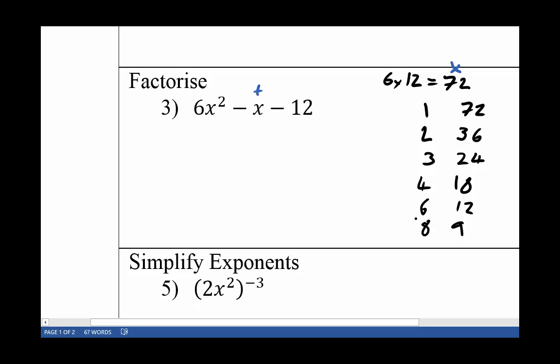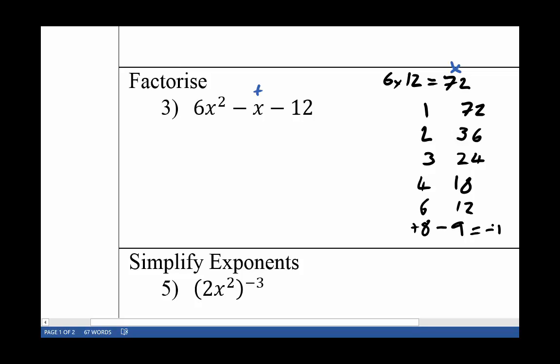So we'll just play around. If it was positive 8 and positive 9, if I add those together, that equals positive 1. Is that negative 1? No, it's not. So the symbols must be the other way around. So they must be a negative 9 and a positive 8. And I'll just check that. If I add those, I'm going to get a negative 1.